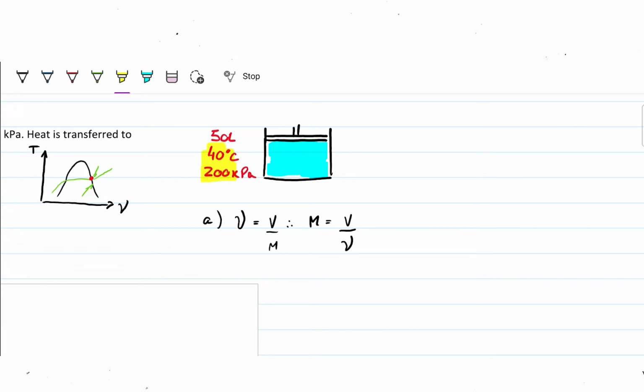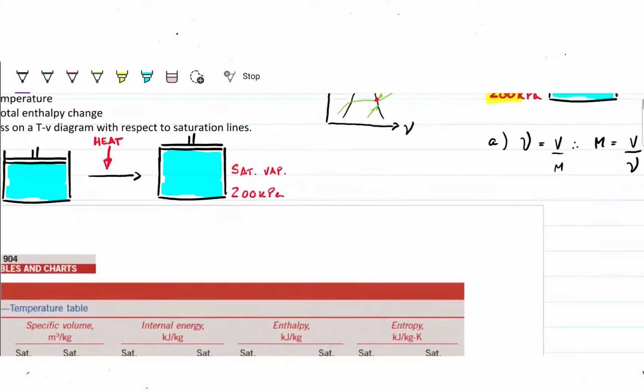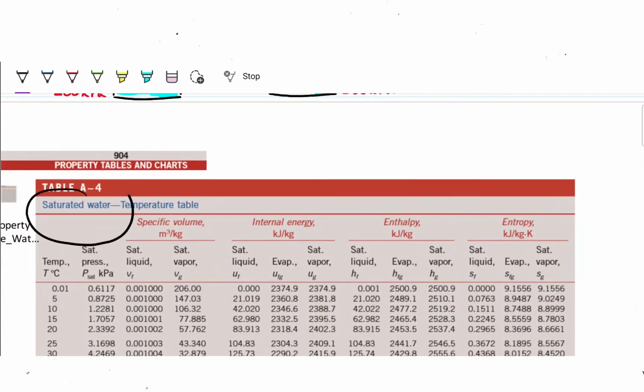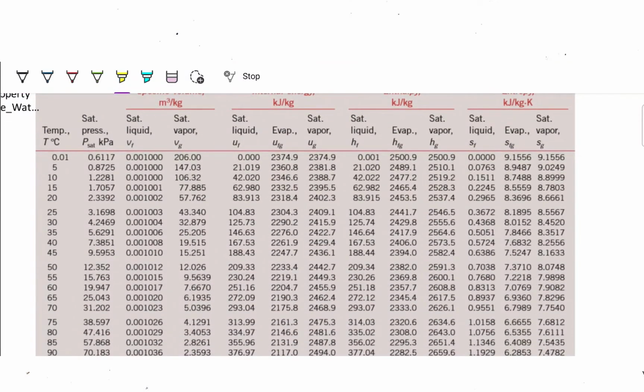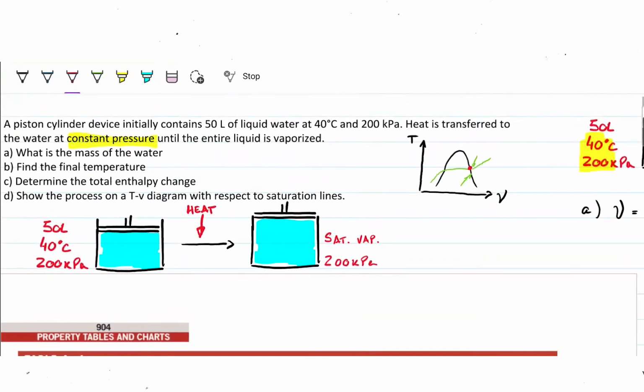So what I'm going to do is jump into my water property tables. Okay, I'm looking at the saturated water. I don't know yet whether state 1 is superheated, compressed, or saturated. I'm about to find out. Okay, so I'm going to look in the 40 Celsius row. Here it is. And I'm going to know the following. Okay, at 40 Celsius, my saturation pressure is 7.1 kilopascals. I'm at 200. So that means I have a compressed fluid, right? So I'm remembering again this drawing here. I'm in this region here. I have a compressed fluid.